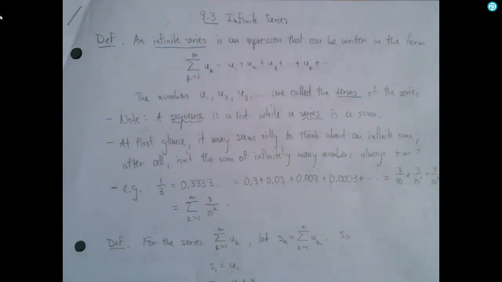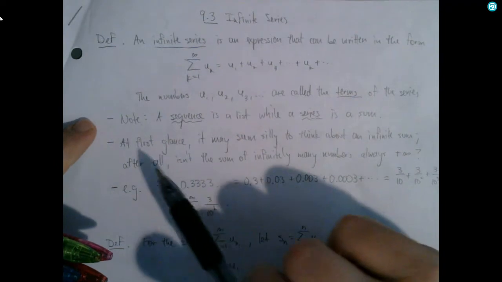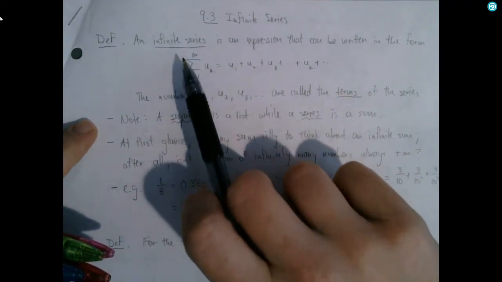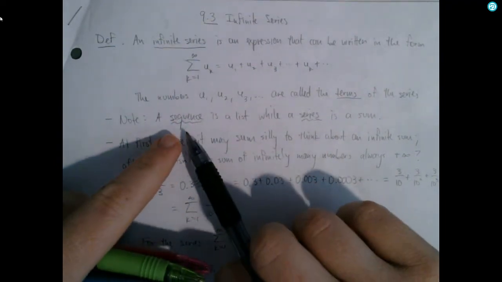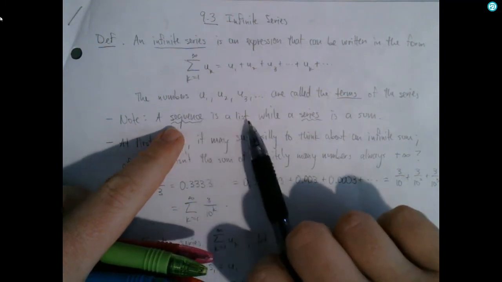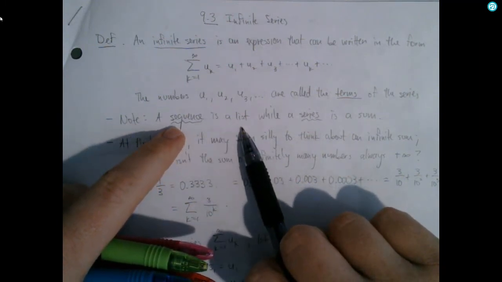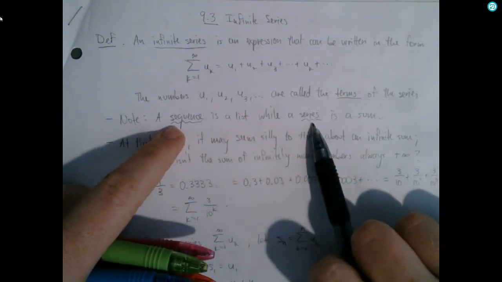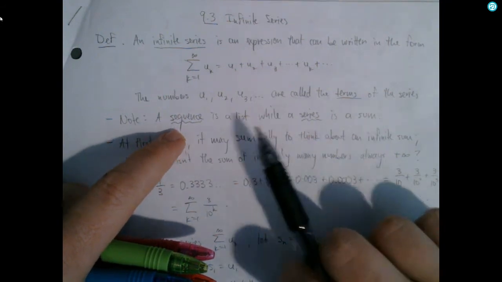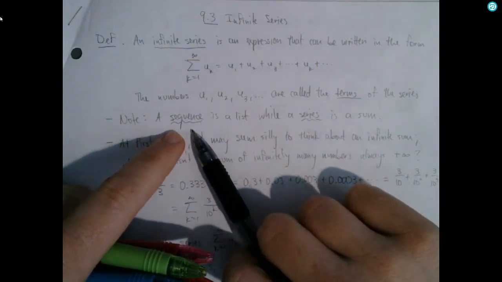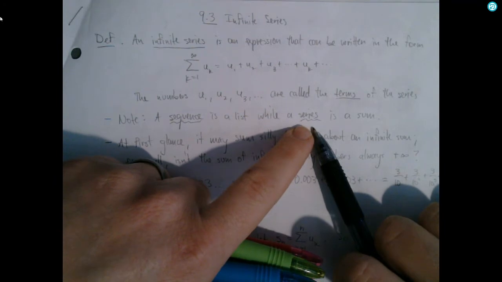Now, at first glance, it may not be totally clear the difference between a series and a sequence. So let's just make it crystal clear, right? A sequence is just a list of numbers. A series is a sum. So if you add up all the terms of a sequence, that's when you get a series, okay?